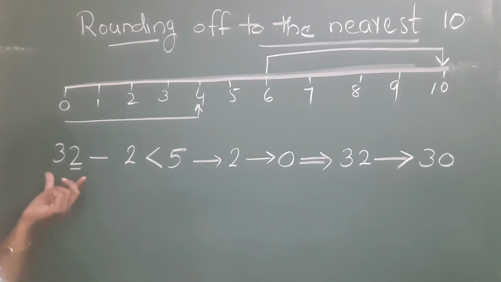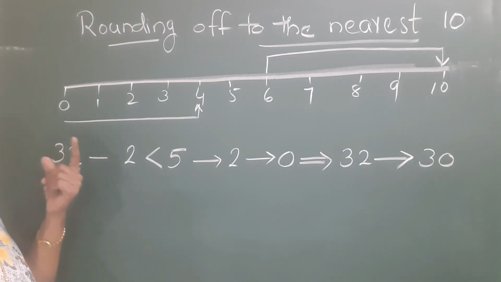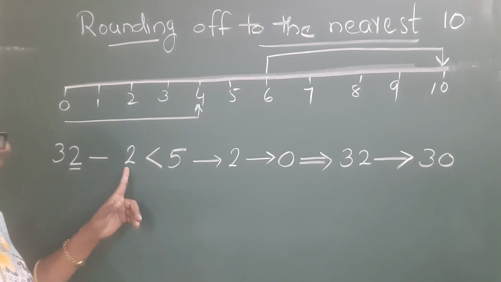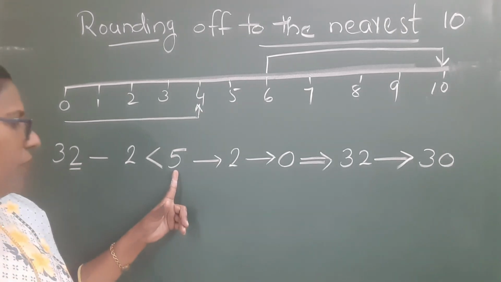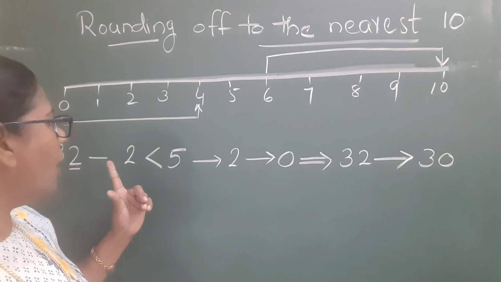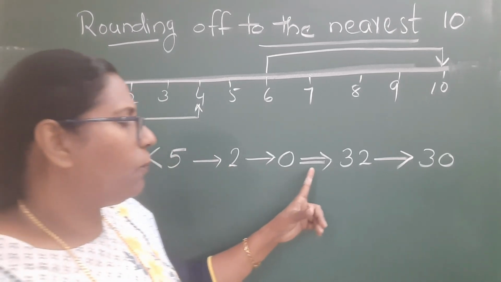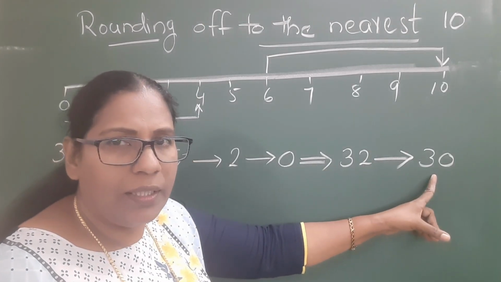I have taken the example 32. 32 we have to round off to the nearest 10. For that we have to see the digit in the ones place. That is 2 here. 2 is less than 5, so 2 round off to 0. So 32 round off to 30.